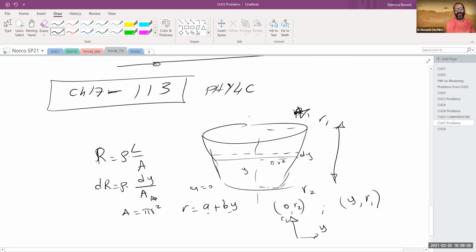The reason why you need that is because you need to carry out this integration. You have a pi r squared. You need to sum from r2 all the way to r1. So the resistance R will simply be equal to rho times the integral of dy, varying from 0 to h, of pi times (a plus by) squared. Well, you need to find this a and b from this.